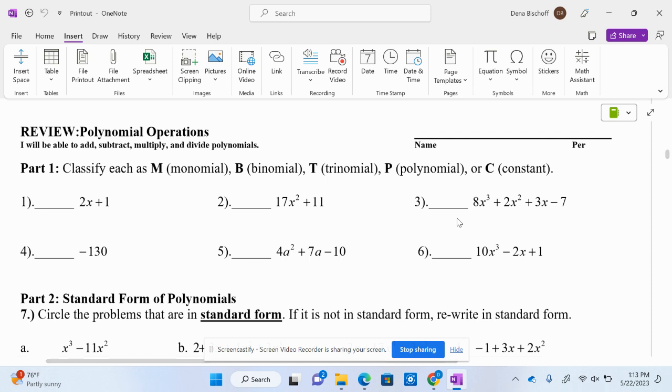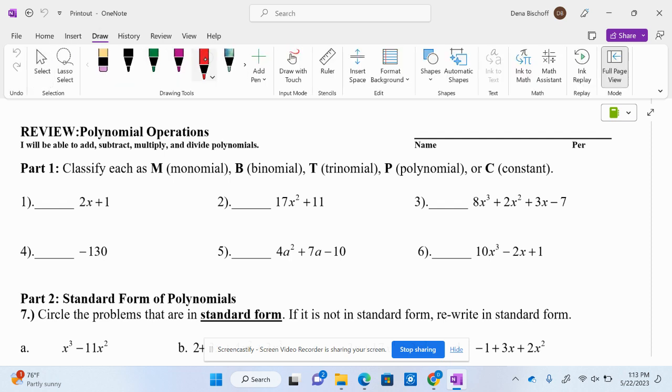Okay, so when we first learned about polynomials, we classified them. We said a monomial has what? What is a monomial? It just has one term. One term. Okay. A binomial has two terms. And the terms are joined by plus or minus.